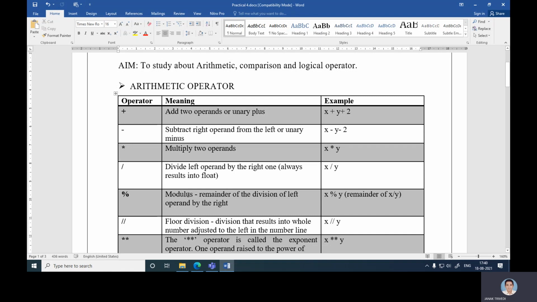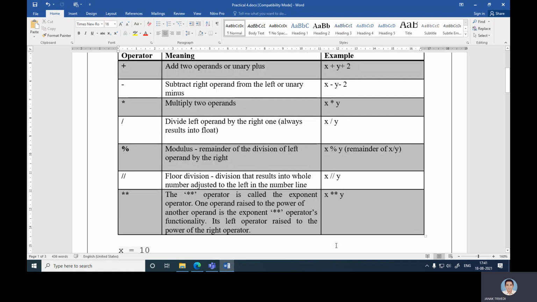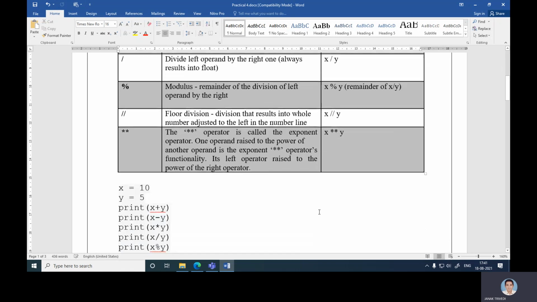Percentage, or modulo, is the remainder of the division of left operand by the right. There is the example. There is a floor division, that means division that results in a whole number adjusted to the left in the number line. And there is a power operator, that is called the exponent operator. One operand raised to the power of another operand is the exponent operator's functionality. It's the left operand raised to the power of the right operand. So now we'll see all the examples.